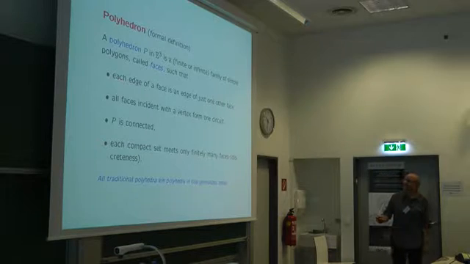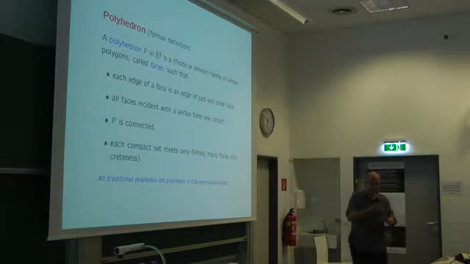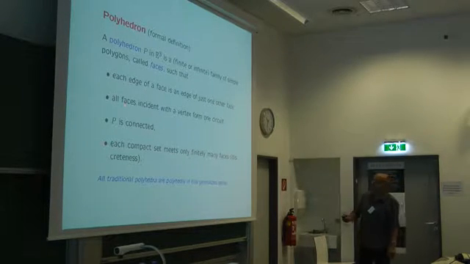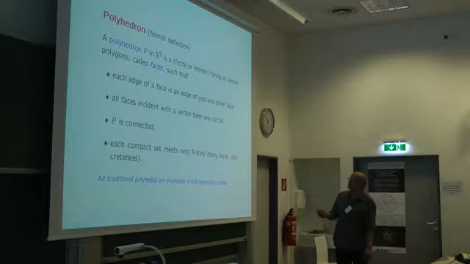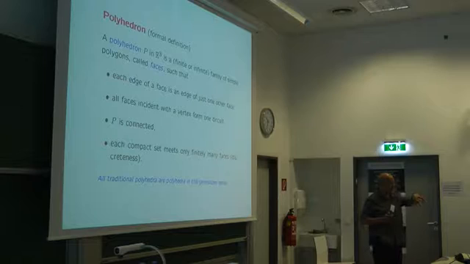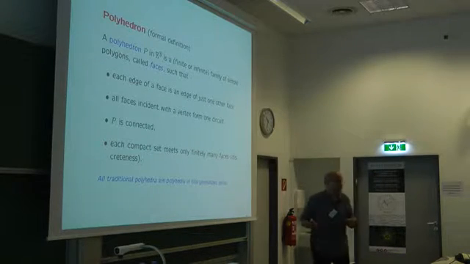The first one: each edge of a face is an edge of just one other face. If you have a convex polyhedron and you have a face of it, then the edge lies in just one other face. That's a reasonable condition to require. Then, all faces incident with a vertex form one circuit. So there is a way of moving around a vertex in much the same way as in the convex case. Then the whole structure is connected in a nice sense.